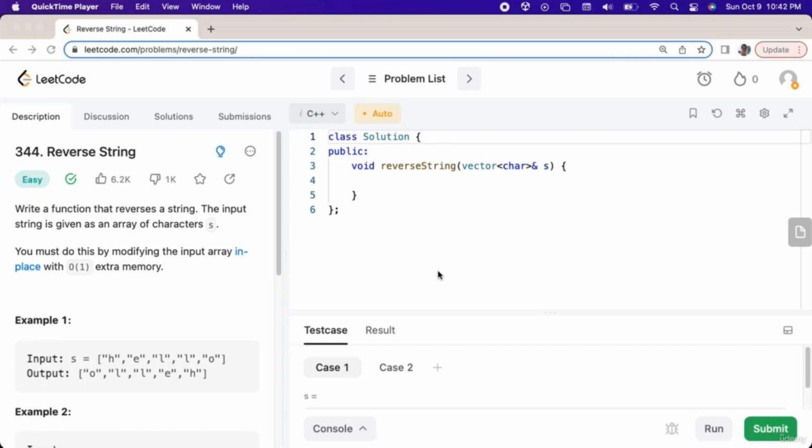It also informs us that we must do this by modifying the input array in place with a constant space solution. Constant memory or space means that we can't create a new array to populate with values. We need to modify the existing one. Also, note the words in place, which means editing the given array, and not creating a new one.